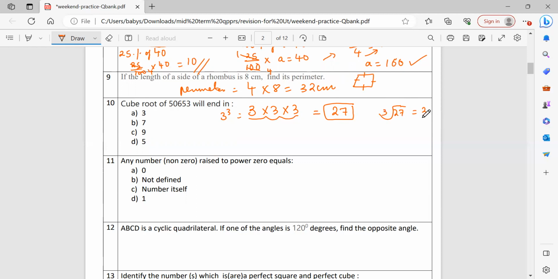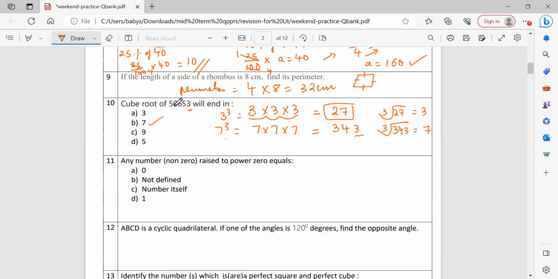So how do I get 3 in the cubed version? Let's check another number. Let's take 7 into 7 into 7. Technically, I'm finding 7 cube. What is 7 cube? 7 sevens are 49, into 7 is 343. So if a number were to end in 3, its cube root would have ended in 7, as in the cube root of 343 will be 7. Isn't it? So here the same thing. If the number ends in 3, its cube root would be ending in 7.